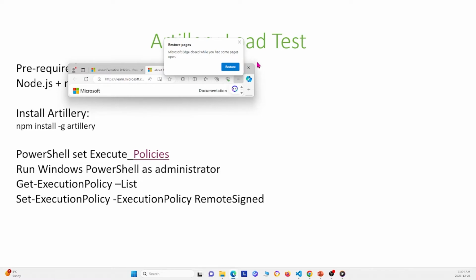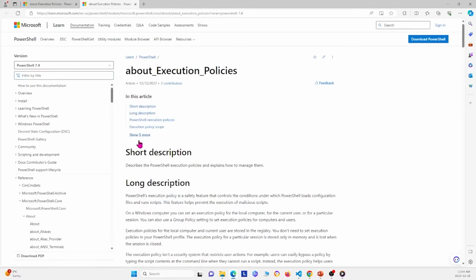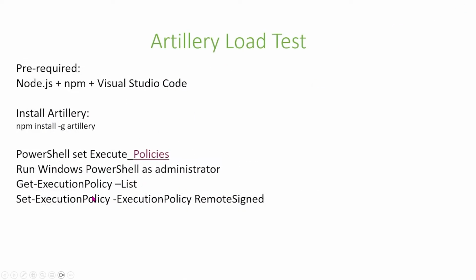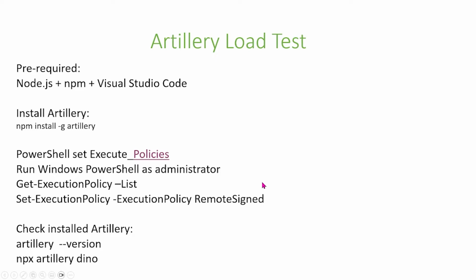So I'll open this up for you. You can read more about it right here, execute policies. The second thing is you must run Windows PowerShell as administrator. And you must also run these following commands as well. So to check if artillery is installed, you can use artillery --version, npx artillery dyno.